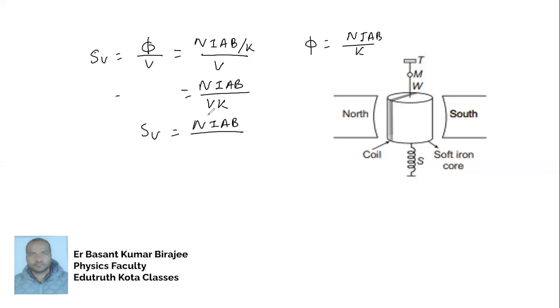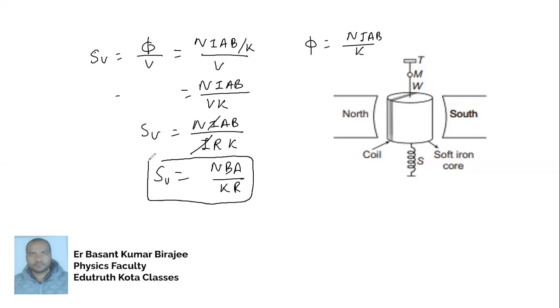V equal to IR. So I gets cancelled, and we have NBA by KR. And what is R? R is the resistance of the coil. This is the resistance of the coil.